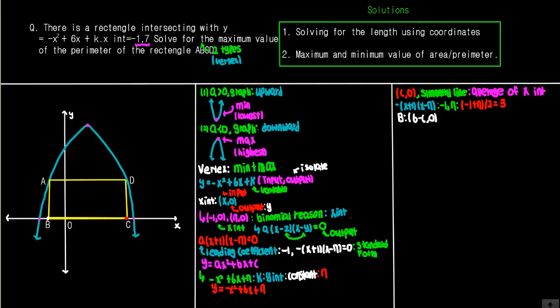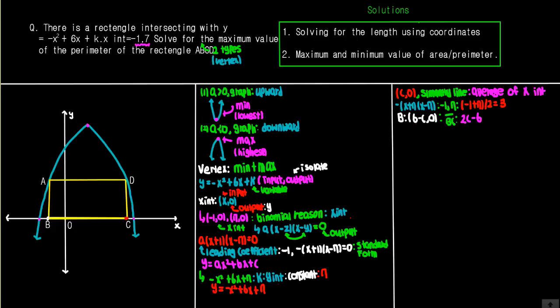Therefore, the segment BC will be 2c minus 6. All we used is our C and B points as well as the average of the x-intercepts, which is our symmetrical line. So this will be our segment BC's length.